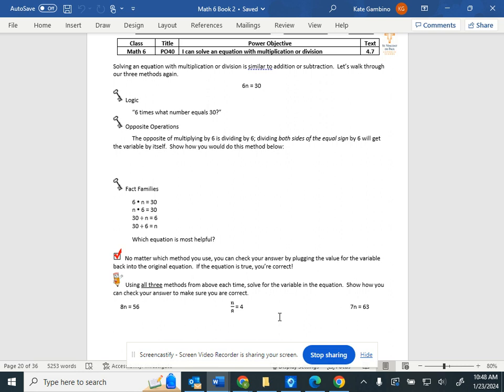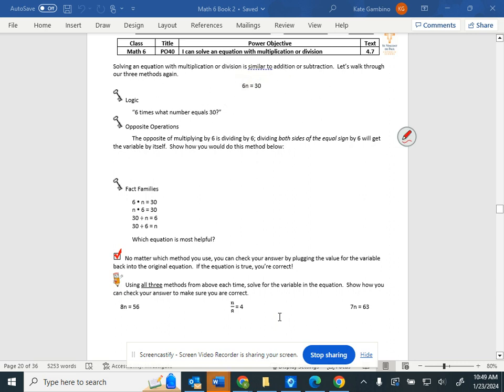So if we have 6n, what operation is happening there? If there's a number right in front of the variable, what have we talked about? What operation is that, Layla? It's multiplying. We don't put that multiplication symbol in there because we don't need to. When the number is right in front of a letter, or right in front of a parentheses, we just know it means to multiply. So we won't see the multiplication symbol, but we know that we are multiplying.